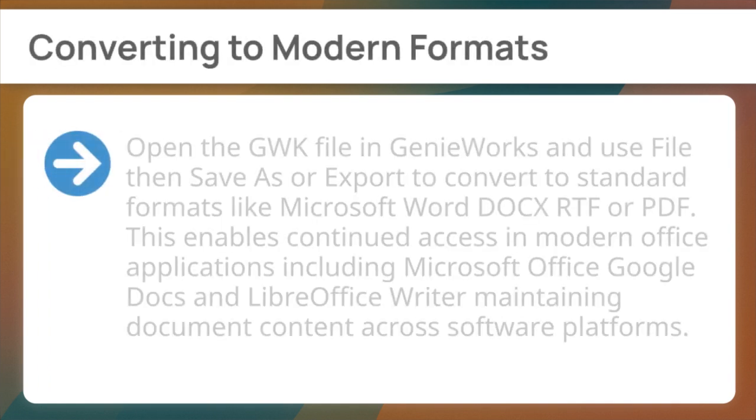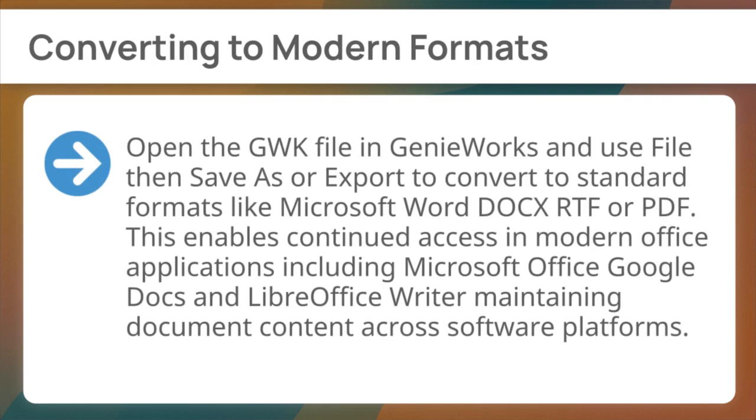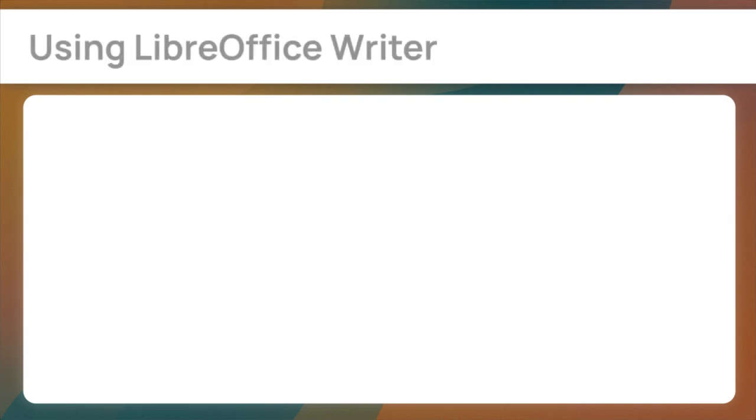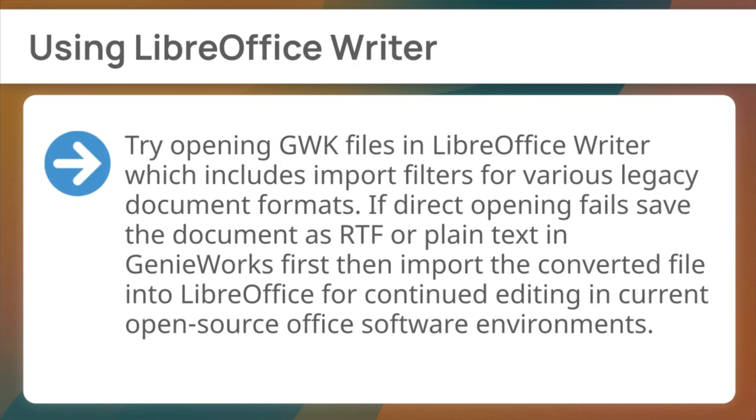Next, converting to modern formats. Open the GWK file in GenieWorks and use File then Save As or Export to convert to standard formats like Microsoft Word, DOCX, RTF, or PDF. This enables continued access in modern Office applications, including Microsoft Office, Google Docs, and LibreOffice Writer, maintaining document content across software platforms.